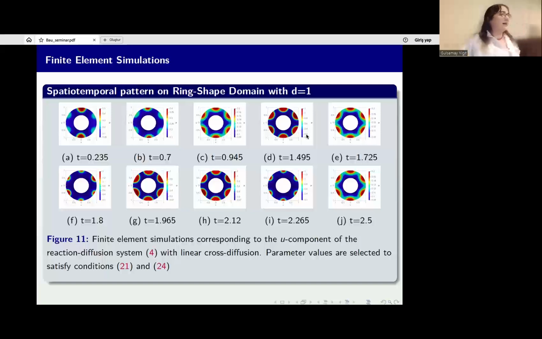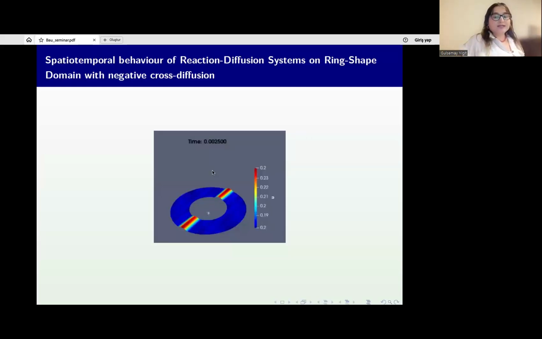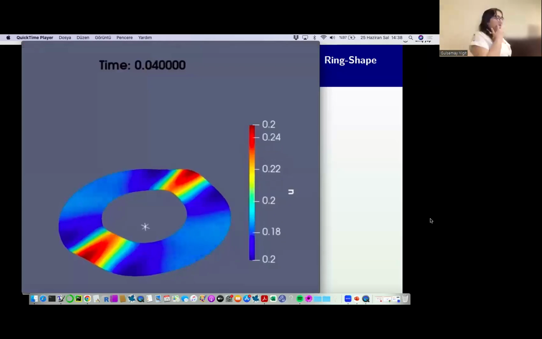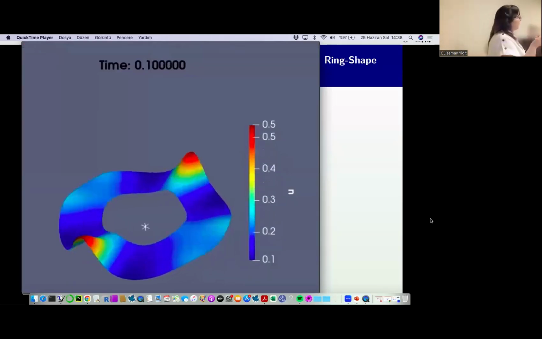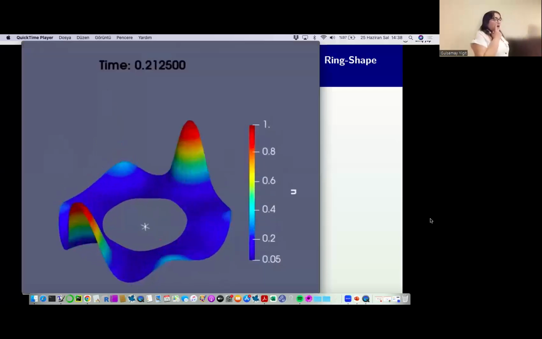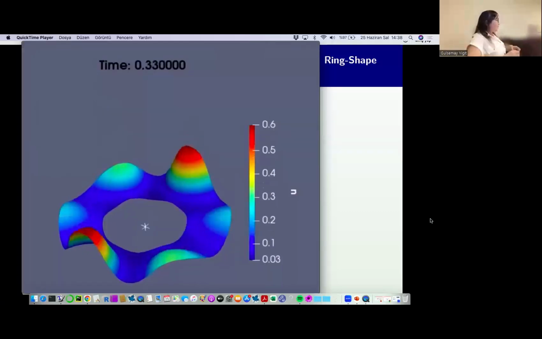So we do a similar analysis on the ring-shaped domain, again choosing the same rates of diffusion, and it gives rise to the same patterning. And just for a better understanding, I put the 3D view of it. So now you can see this video. Is it also seen on Zoom? Okay. In this video simulation, you see mountains and valleys.